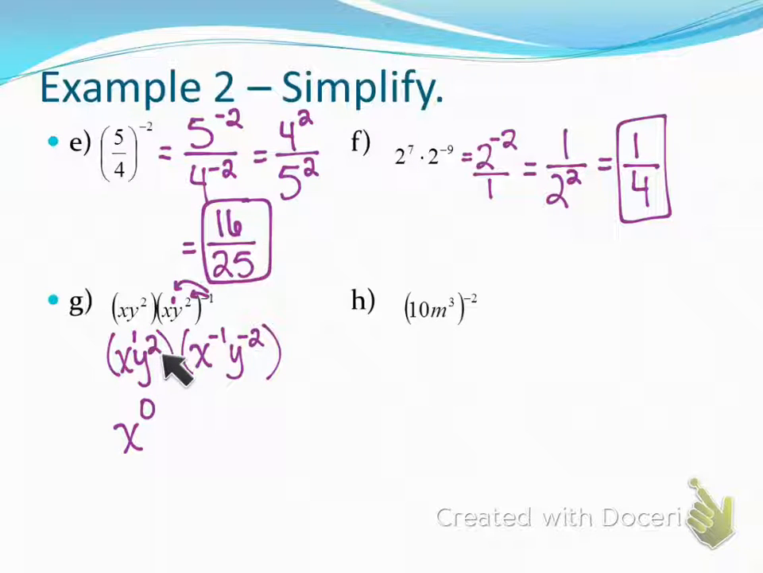For the y, I've got a positive 2 plus negative 2. 2 plus negative 2 is also 0. X to the 0, y to the 0. There's that one rule that we haven't talked about since the front page. Anything to the 0 power is 1. Just a big old 1. So x to the 0 becomes 1 times y to the 0 becomes 1. 1 times 1 is 1. Final answer.